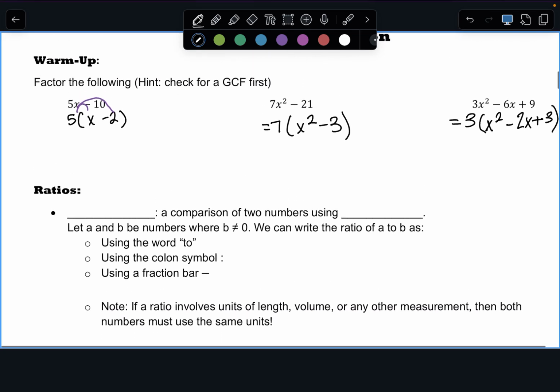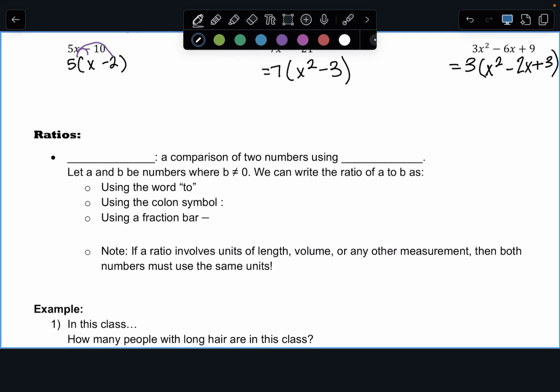What we are doing today is talking about ratios. Raise your hand if you remember that word at least a little bit from Algebra 1. I hope so. A ratio is a comparison of two numbers using division, aka it can be represented as a fraction. Okay? And that's what we're talking about today, are ratios.